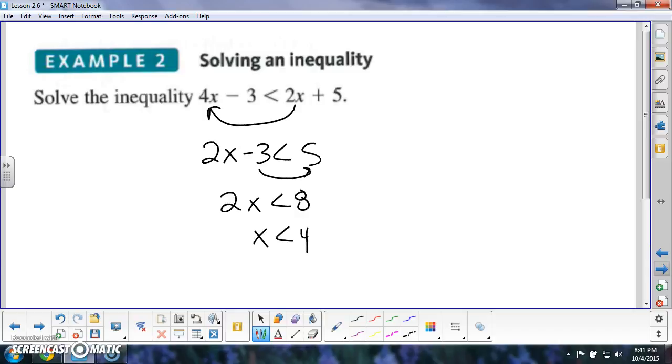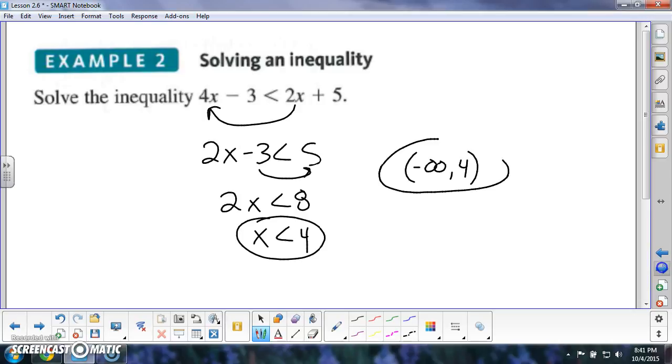This is an unbounded interval. This would be the inequality answer, but the answer you're going to see in the back of the book is going to look like this. -infinity to 4. Again, always write smaller values on the left, bigger values on the right, and pay attention to whether you should use brackets or parentheses.